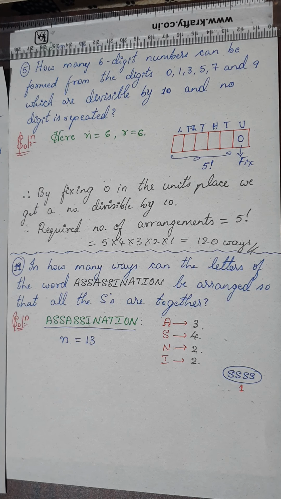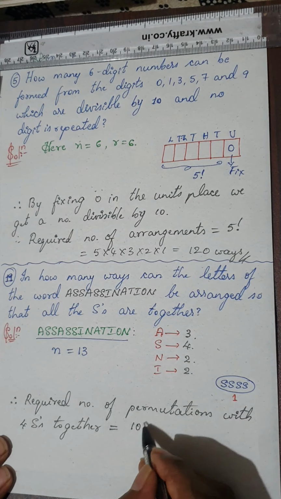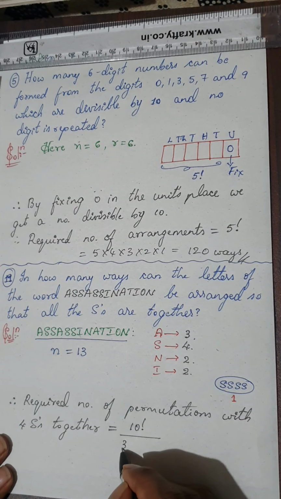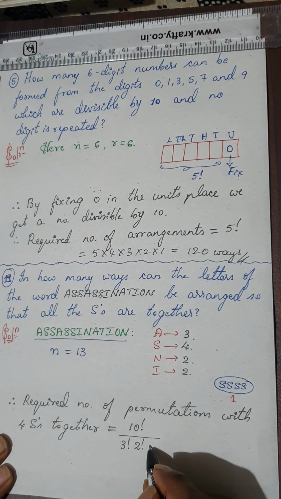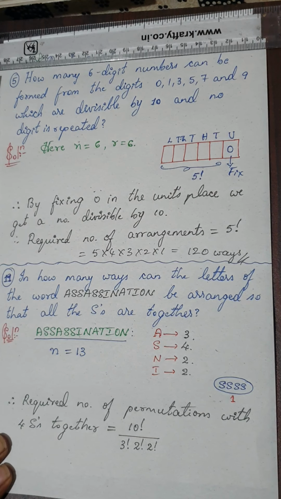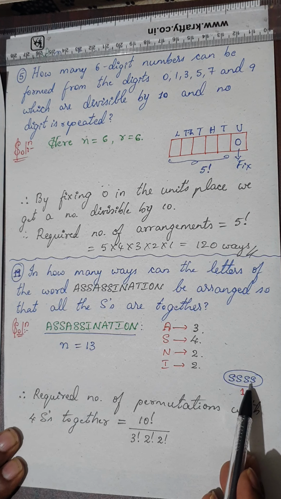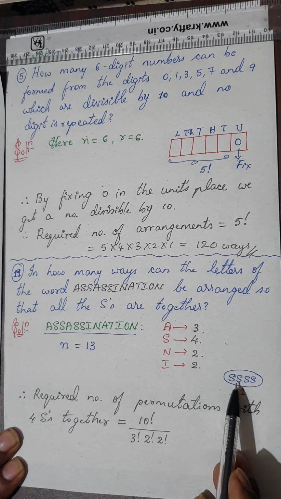Okay, and see how we can solve this. Therefore, the required number of permutations with 4 S's together is 10 factorial divided by 3 factorial for A repeated thrice, 2 factorial for N repeated twice, and 2 factorial for I repeated twice. Now, can you make any inter-arrangements among the S's? Definitely not, because if you inter-exchange these two S's, does it make any difference?